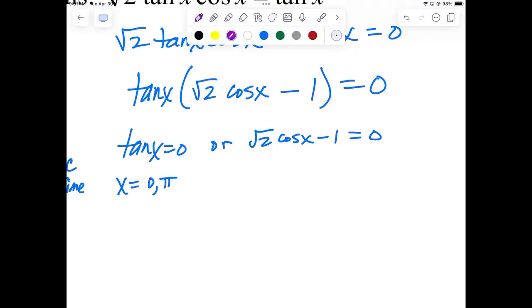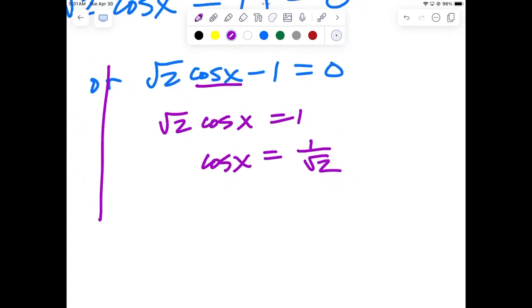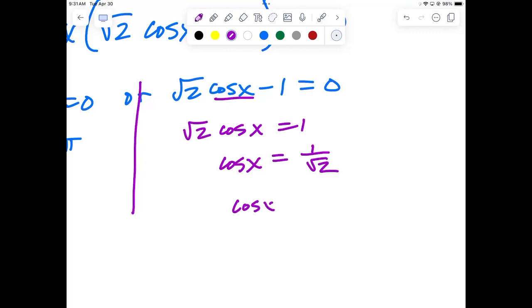Okay, now the next one is not quite ready for the unit circle. I got to solve for cosine. So if I bring the 1 across, I get square root of 2 cosine of x equals 1. And I divide through, and I get 1 over the square root of 2. And if I rationalize the 1 over the square root of 2, I get the square root of 2 over 2, which makes it now a recognizable unit circle ratio. Yes? Now it's unit circle time over here, UCT.